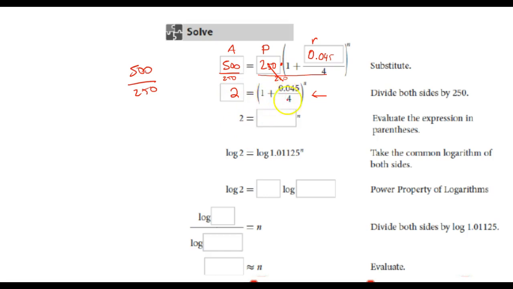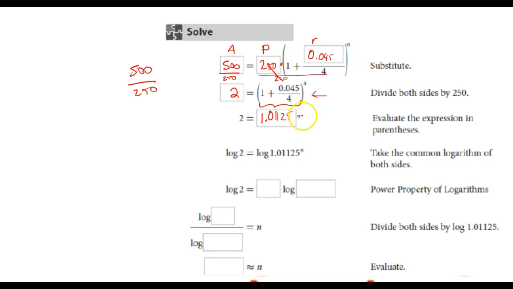In fact, they have that on the next step right there. So the first thing we're going to do is evaluate what's in here. So if you need to, go ahead on your Desmos calculator and calculate what this would be as a value. No, I'm not going to do it for you on the Desmos. Try it. That would be about 1.01125. The next thing we're going to do is try and take n out of its position so that we can solve for it.